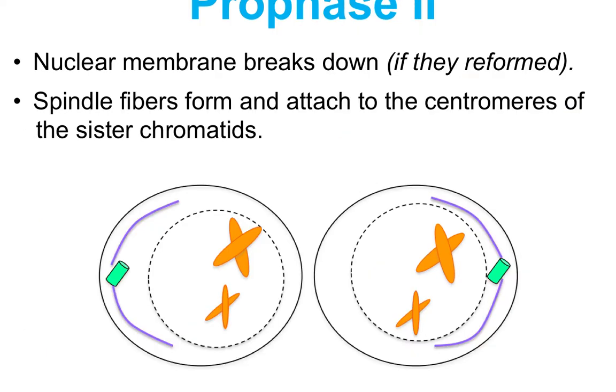Now we're going to start meiosis 2, and we have these two daughter cells. Again, in prophase 2, the nuclear membrane is going to break down, and these spindle fibers are going to come out and attach to those centromeres. Centromeres are the center parts of the chromosomes right here, and we're going to divide up these sister chromatids.